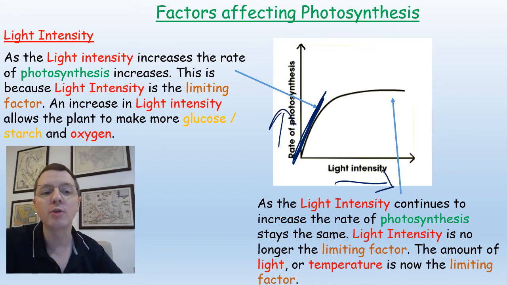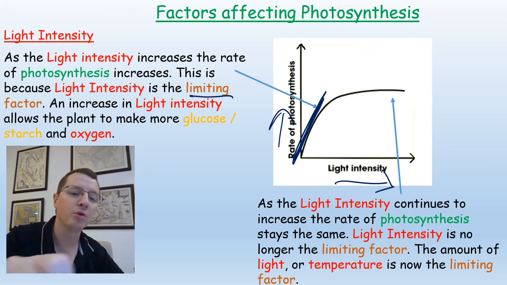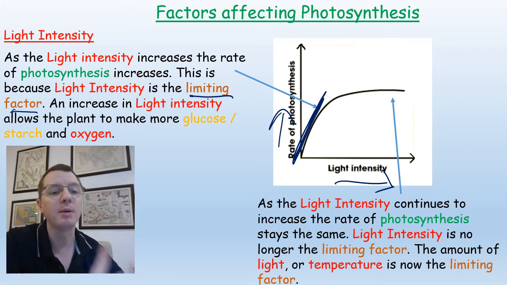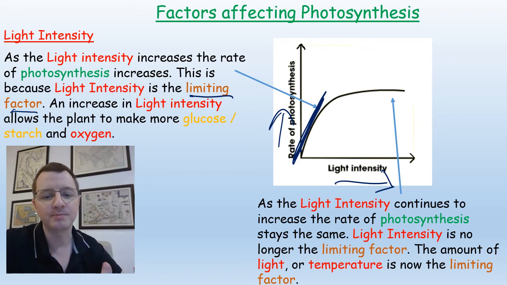And this is because light intensity is what's called a limiting factor. And that means an increase in light intensity will allow a plant to make more glucose and oxygen. Well, this is a fairly obvious claim. More light, more energy, therefore a greater rate of reaction.